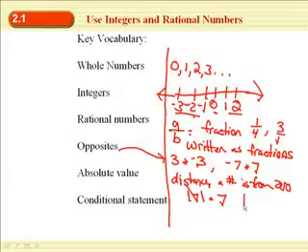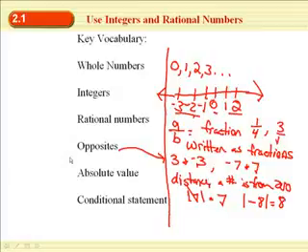Then let's do the absolute value of -8. Absolute value of -8 means how far is -8 from 0, and it's the same thing. It is 8 steps from 0, so it would be 8. So absolute value is never negative. Absolute value is always positive.